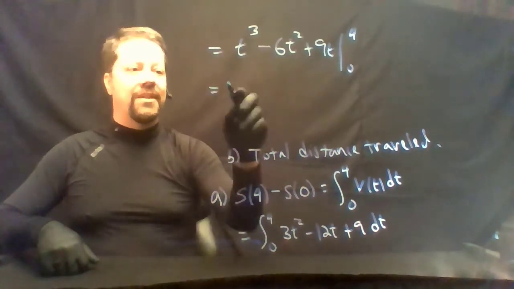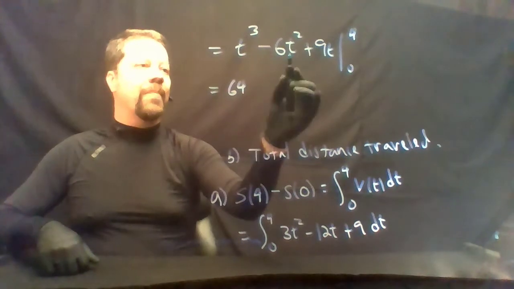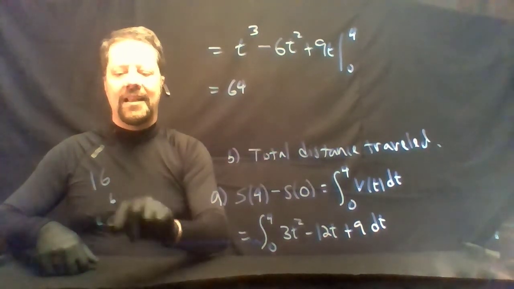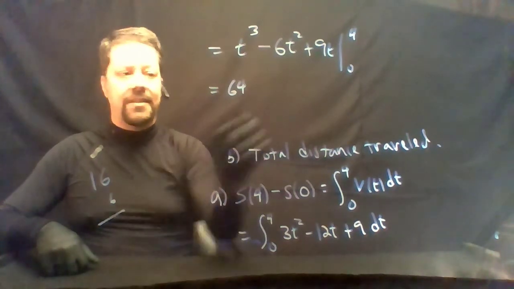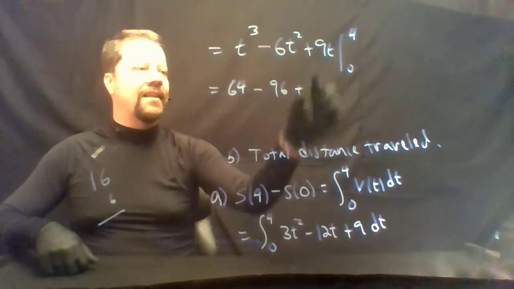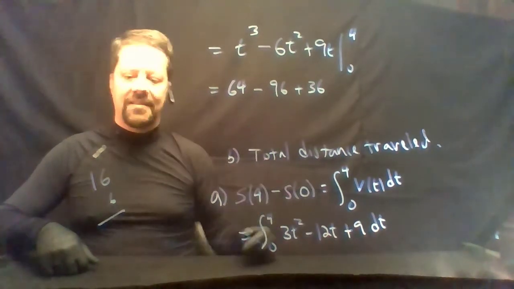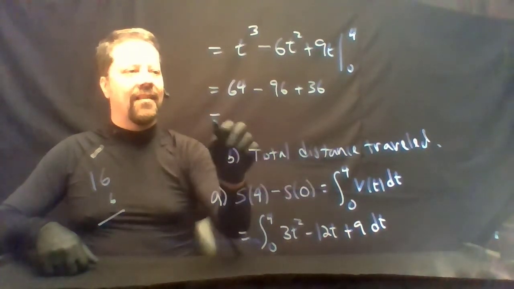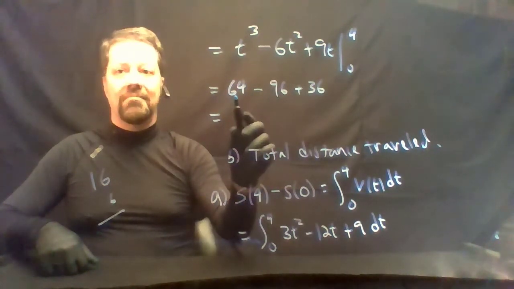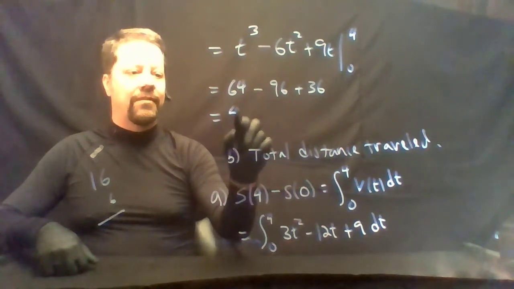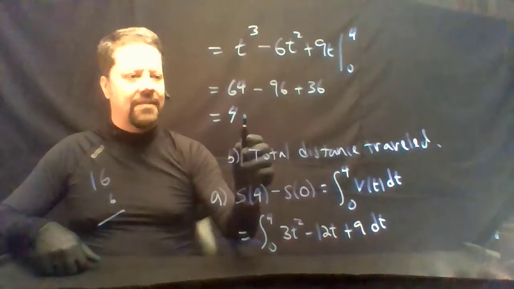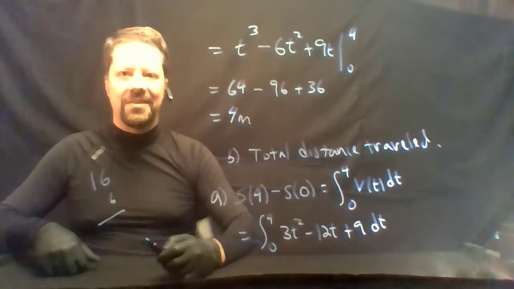4 cubed is 64. 4 squared is 16. When I multiply 16 times 6, I get 96. And then I get another 36. We have 100 minus 96, which is equal to 4. Whatever the units are in this case, let's say 4 meters.